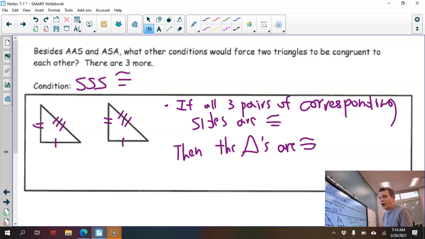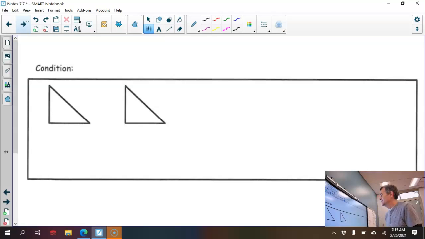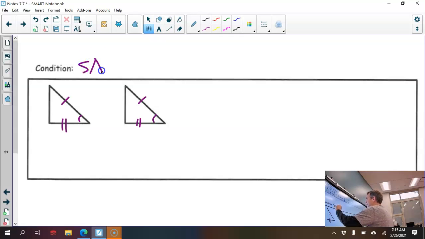Again, there are 3 parts equal to 3 parts. And if the 3 sides are equal to the 3 sides, then all the angles have to be equal as well. You get the angles for free. That's one. Next one. If I had this side equal to this side, and this side equal to this side, and this angle equal to this angle, this would be known as the side-angle-side congruence theorem.